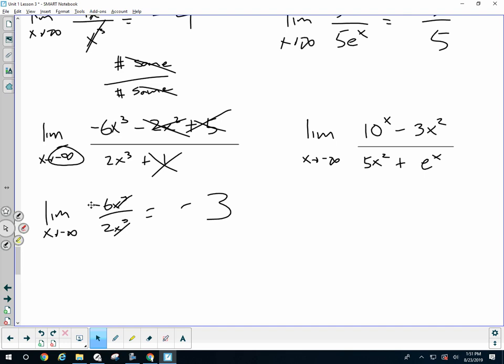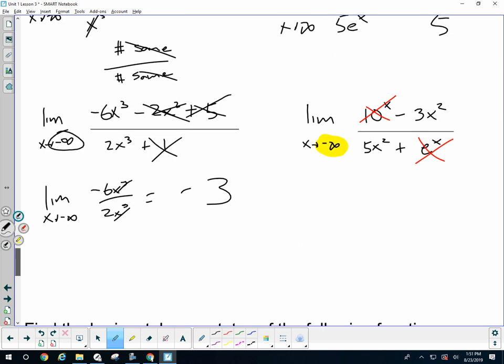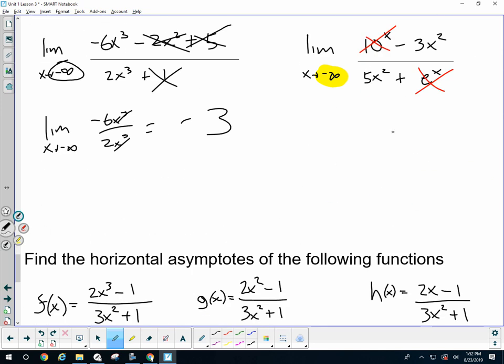Very good. Because I'm plugging in this large negative number, this is a no growth. That's a no growth. It's just the negative 3x squared over the 5x squared. The x squareds will cancel, leaves me with negative 3/5. Okay? Good.